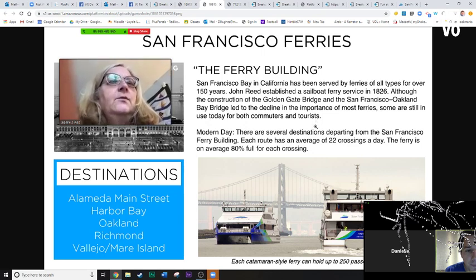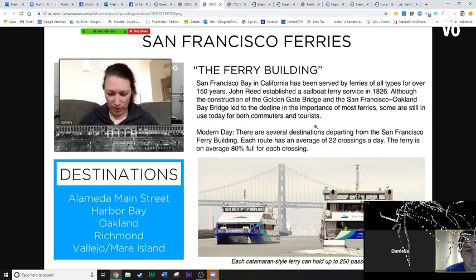All right, let's read the thing again. It's been served by ferries of all types over 150 years. John Reed established a sailboat ferry service in 1826. The construction of the Golden Gate Bridge in San Francisco led to the decline. There are several destinations departing from the San Francisco ferry building. Oh, so that's 1, 2, 3, 4, 5. So that's 4,500 times each 5.